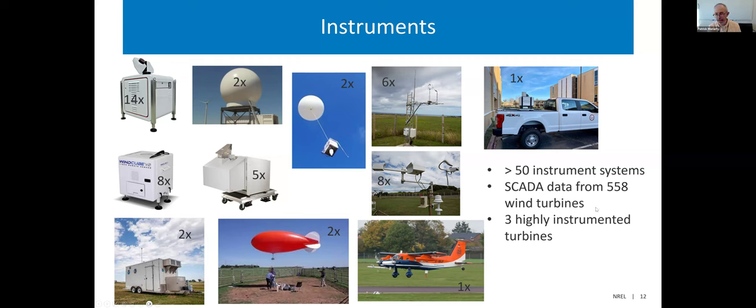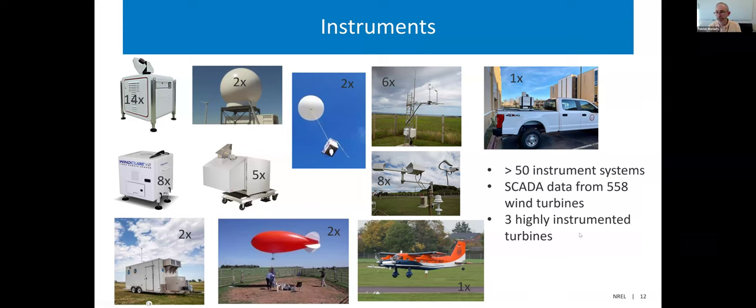We do have SCADA data from all of the individual turbines. That's a little less than 560 wind turbines. This represents about 1.2 gigawatts of energy production. So really just the SCADA data itself is quite a data set to analyze.